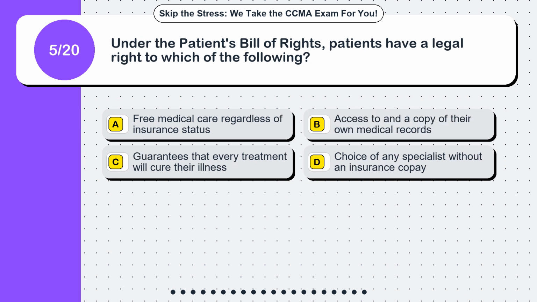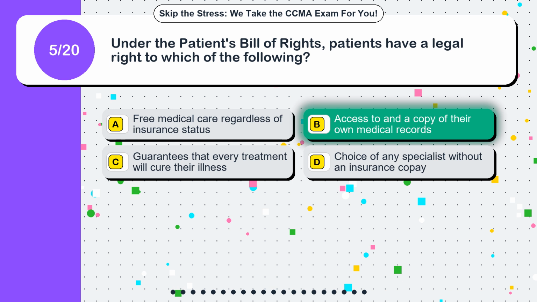Question 5. Under the patient's Bill of Rights, patients have a legal right to which of the following? Option A, free medical care regardless of insurance status. Option B, access to and a copy of their own medical records. Option C, guarantees that every treatment will cure their illness. Option D, choice of any specialist without an insurance copay. The correct answer is option B, access to and a copy of their own medical records.